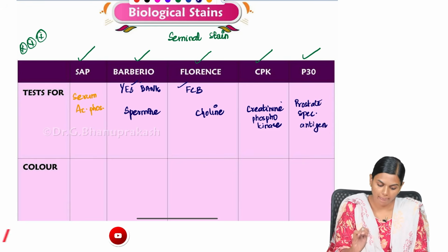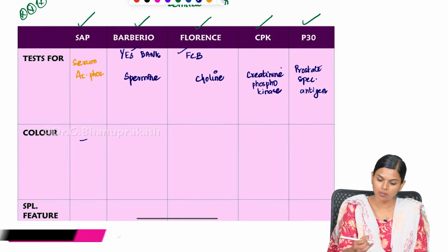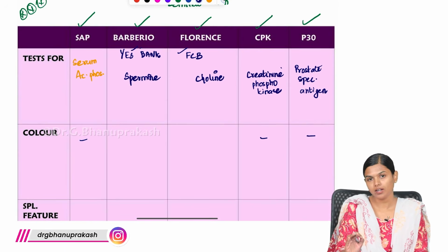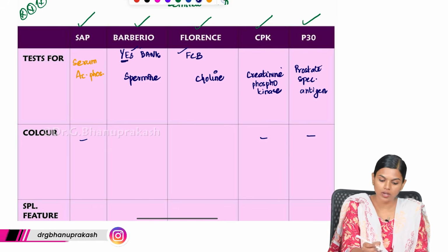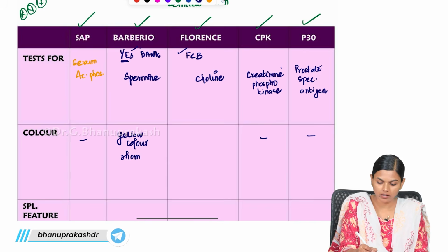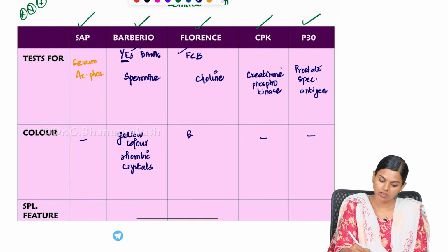These are the things. And what is the color that you will be getting in this? Normally here you will not be getting any color, but in fluorescence and Barberio you will be getting color, and they will ask you what you will be getting. In case of Barberio, we have Y and E, right? So here you will get yellow color rhombic crystals. In case of fluorescence, you will get brown crystals.